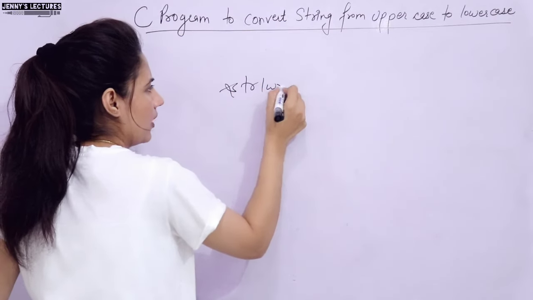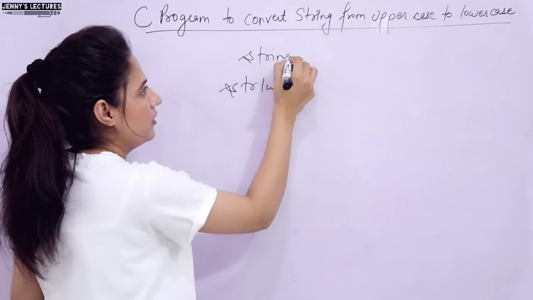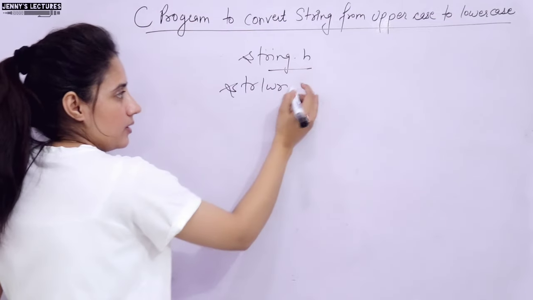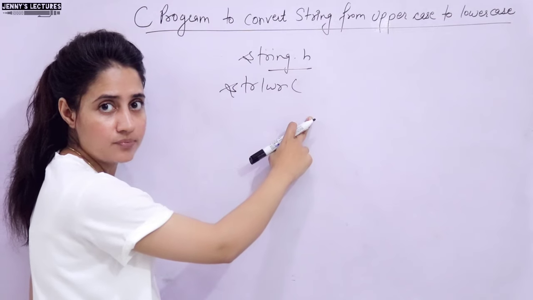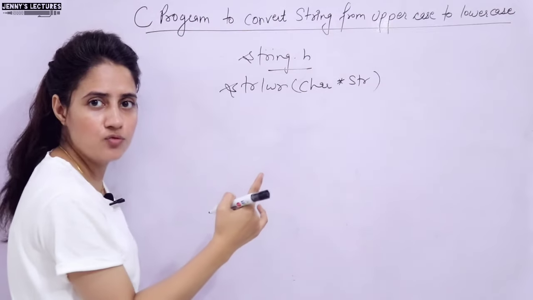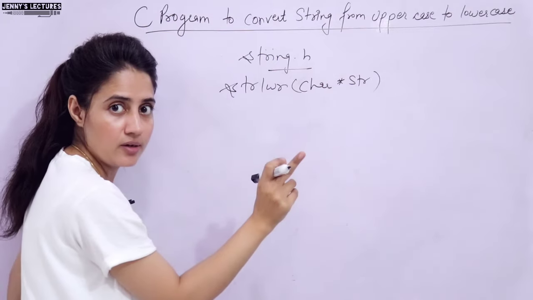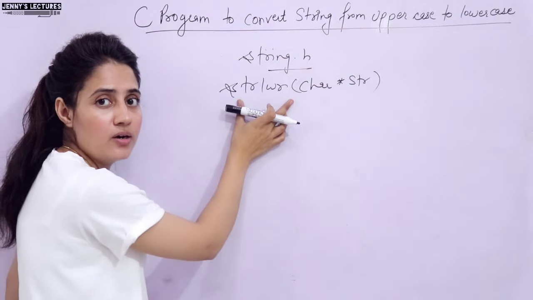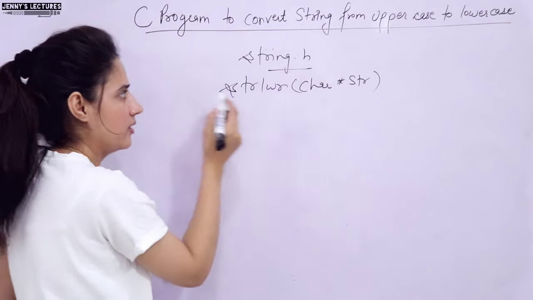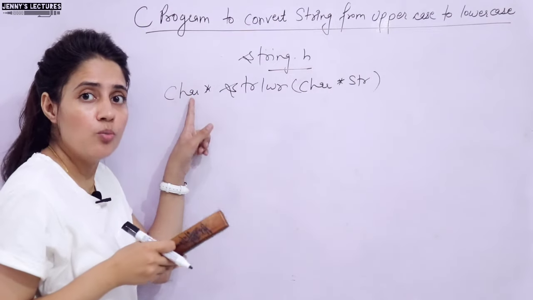strlwr. Now what is the prototype of this function? This is defined in which library? The string.h header file, right? Now it is going to take one argument, char star, a pointer to a string. This str is what? The string which you want to convert to lowercase, a pointer to that string. And what would be the output of this one? I mean, what will it return? A pointer to the modified string, like char star.